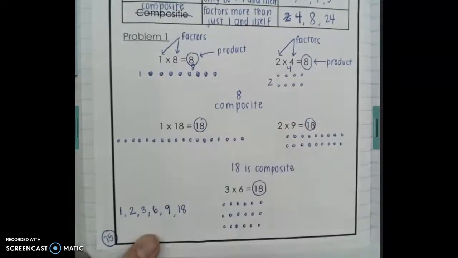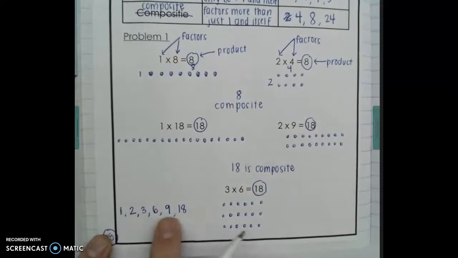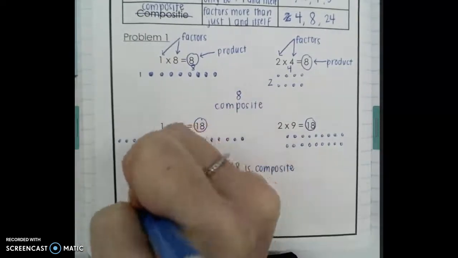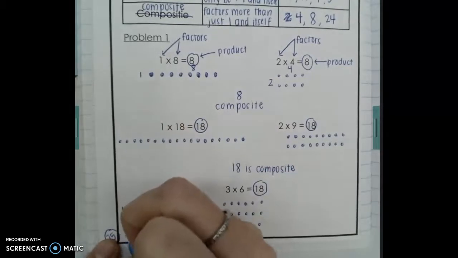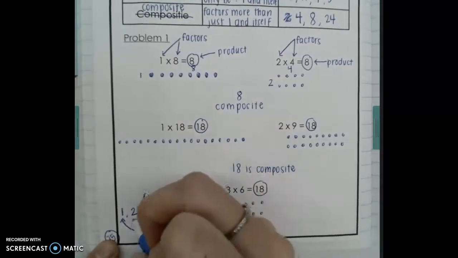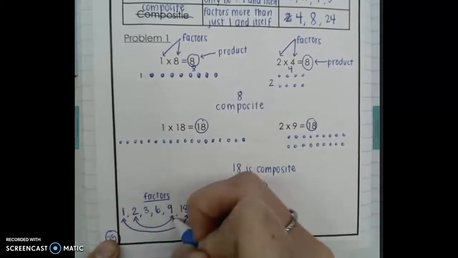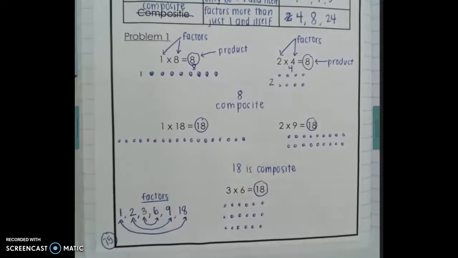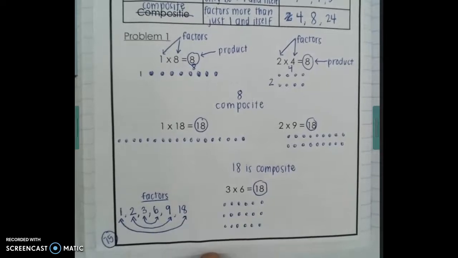And what happens is that's listing all our factors. So here's all our factors for the number 18. And these actually multiply by each other. 1 and 18 make 18. 2 and 9 make 18. And 3 and 6 make 18. So you can list the factors out right here.